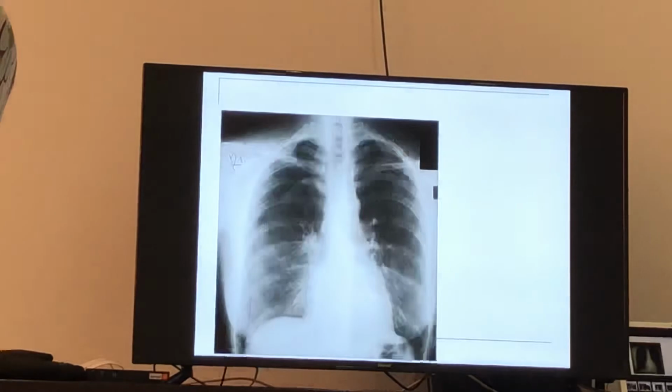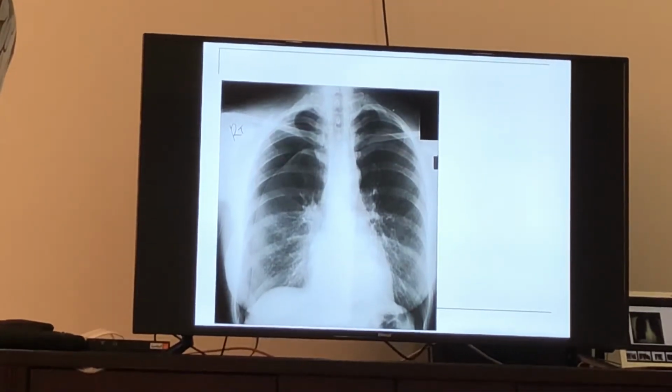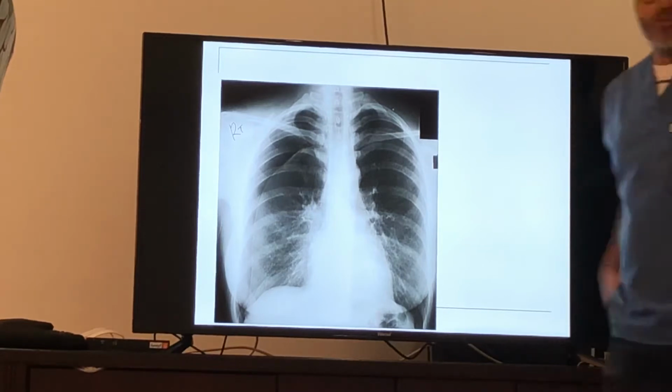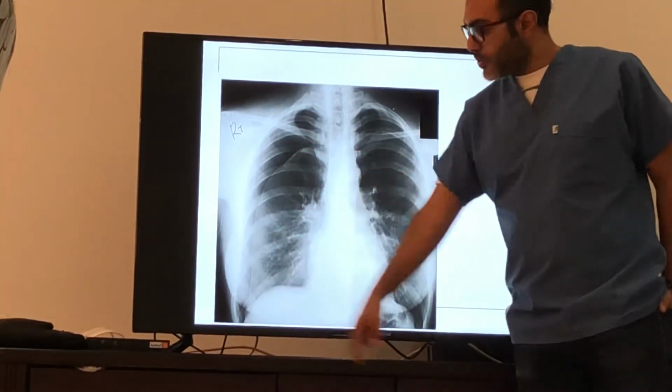Okay. Here? Pneumothorax. Right or left? Right side. Right. So this is what pneumothorax looks like. All you need to do is trace a border. You must trace a border.